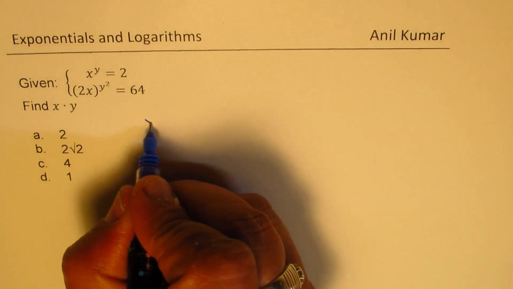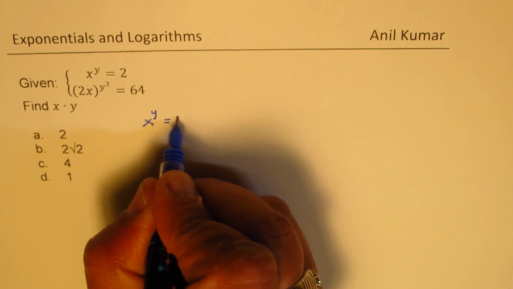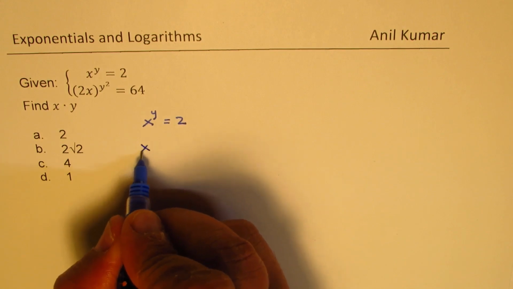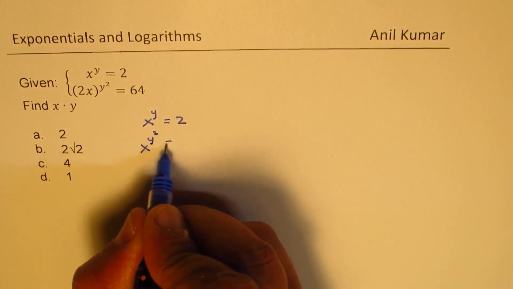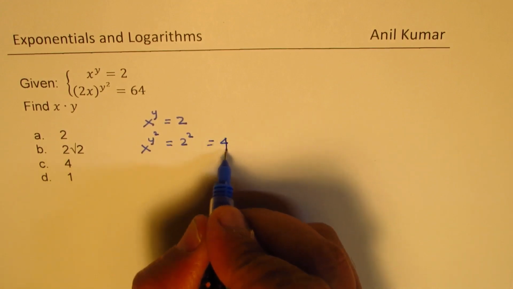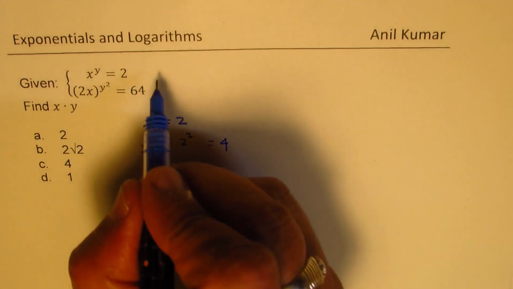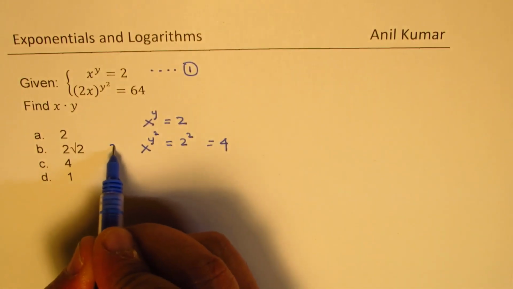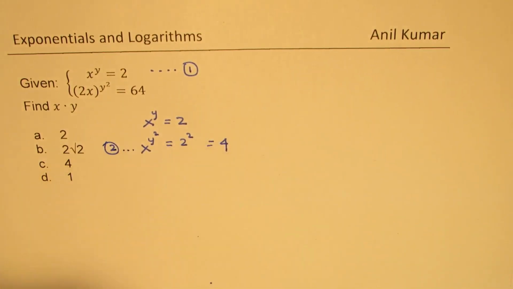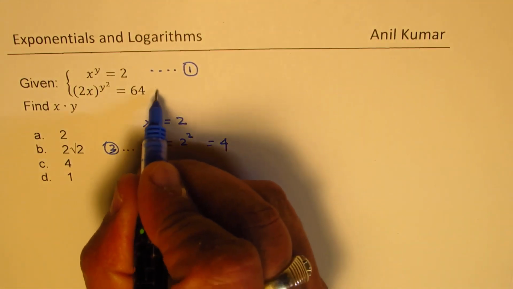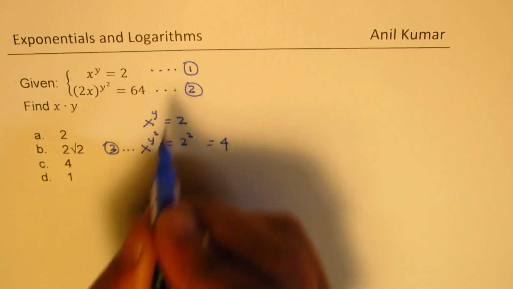So we are given here x to the power of y equals 2. Since we have y squared, let us square this, right? So we get x to the power of y squared equal to 2 squared, which is 4, right? Okay. So that is what we get from our equation number 1. We get this equation. Let me call this our equation number 2.